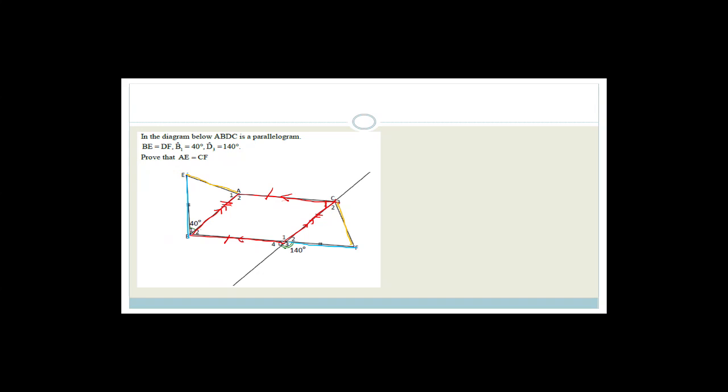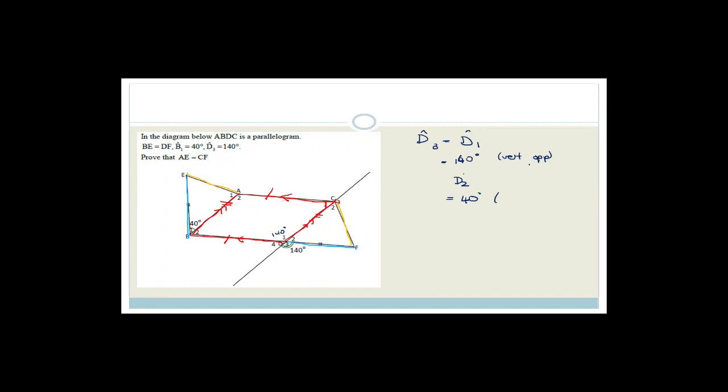We also know this is 140 degrees, so if this is 140 degrees, that is 140 degrees. Why? Because they're vertically opposite. So I'm going to say angle D3 equals angle D1, which equals 140 degrees. Why? Because they are vertically opposite. Okay, awesome. Therefore, we can also say that D2 is equal to 40 degrees.